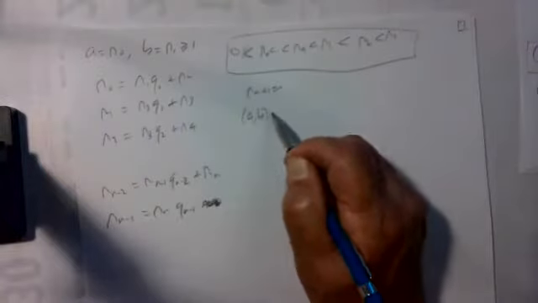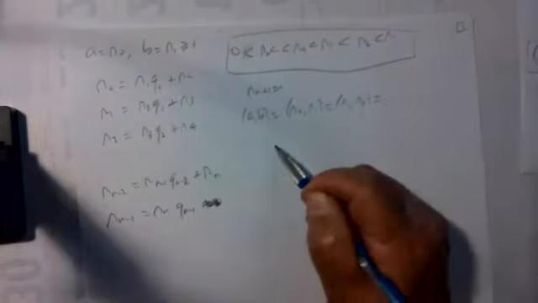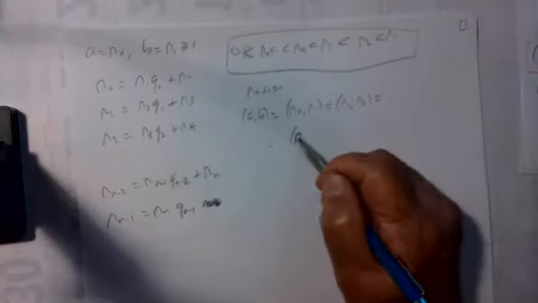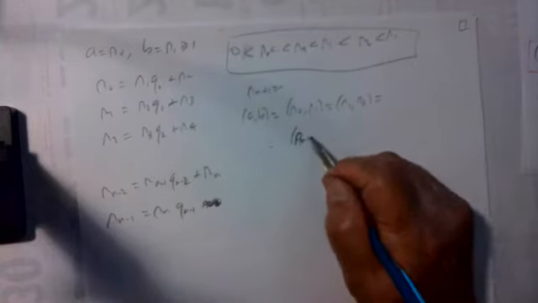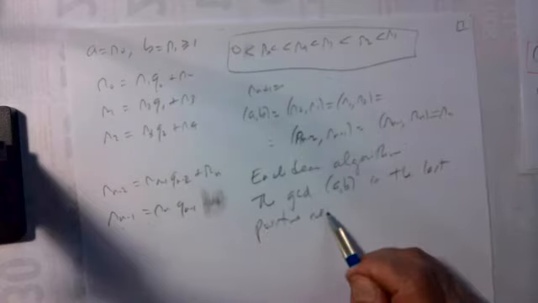And what we have is that the greatest common divisor of A and B, which is the greatest common divisor of R0 and R1, is the greatest common divisor of R1 and R2, and so forth. The greatest common divisor of R(n-2) and R(n-1) is the greatest common divisor of R(n-1) and R(n). But R(n) divides R(n-1), since eventually you get to 0. So this equals R(n). So what the Euclidean algorithm says is the GCD of A and B is the last positive remainder in the Euclidean algorithm.